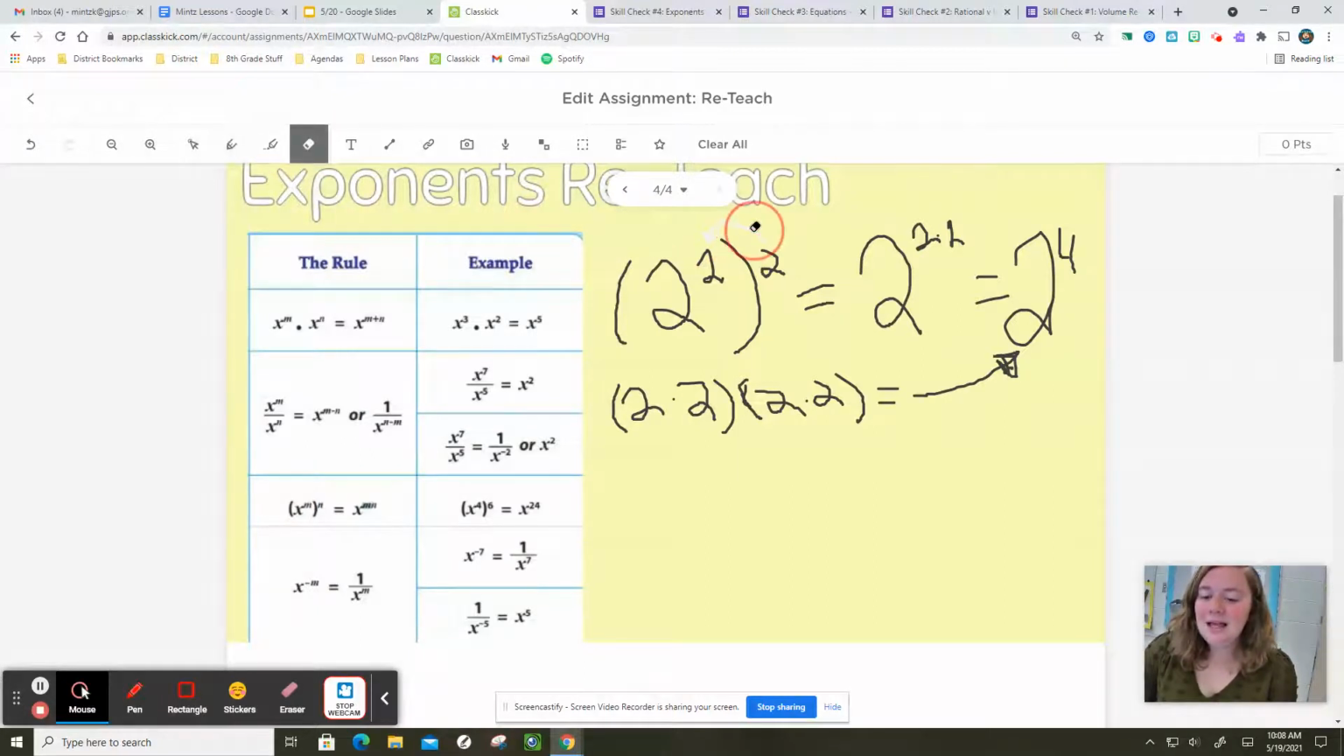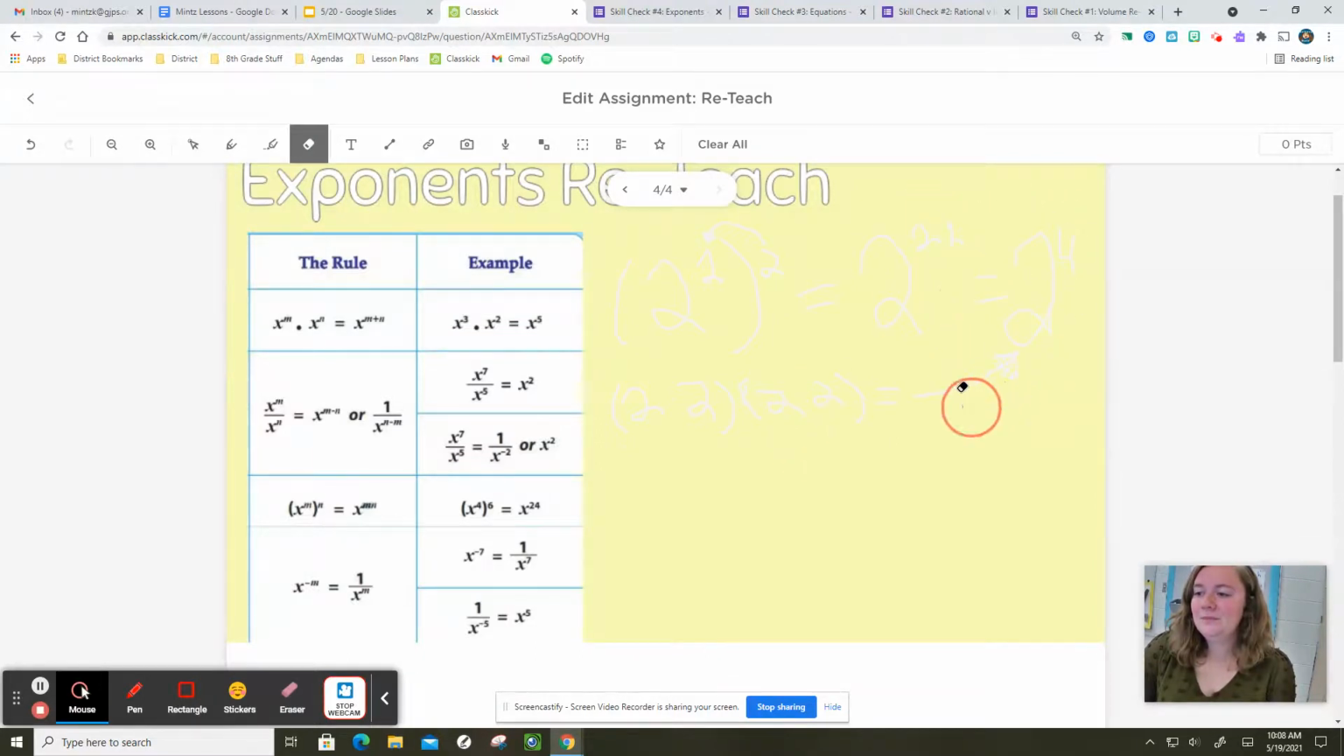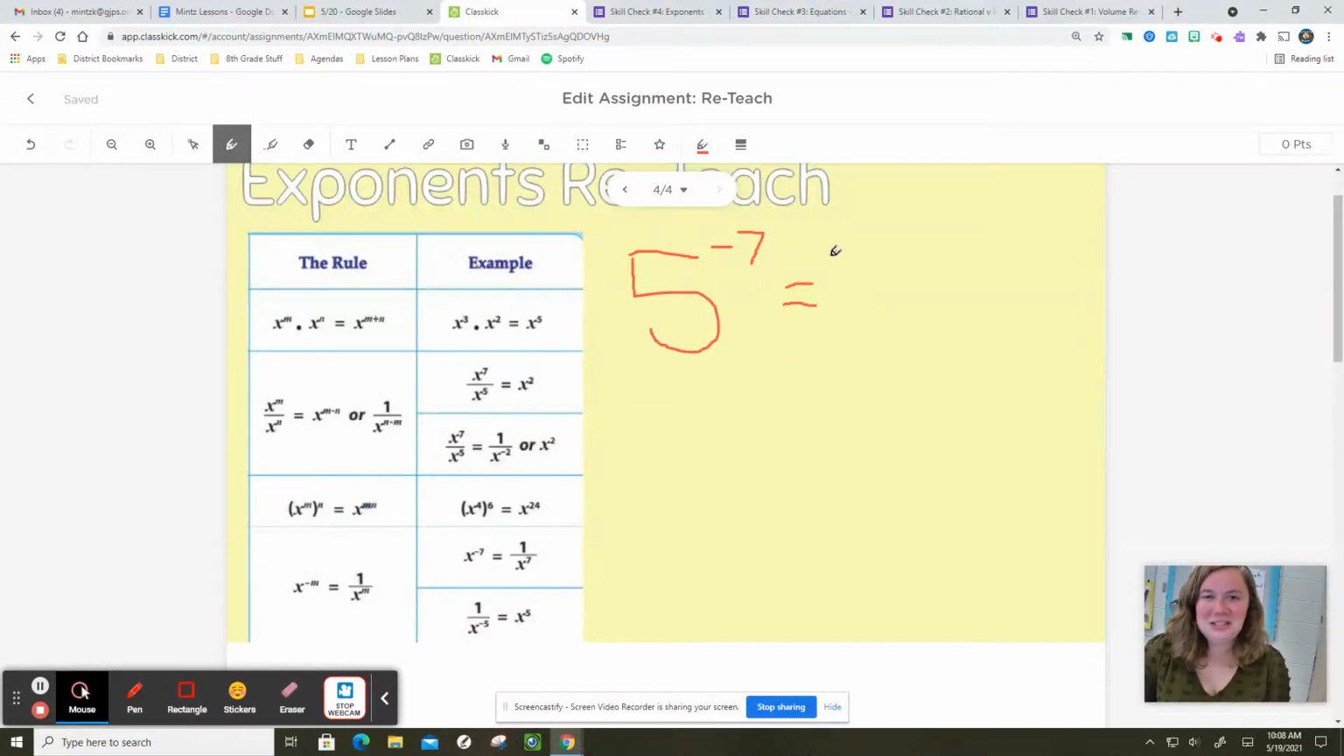All right. Last but not least, this is probably the weirdest rule, but I promise you it will always work. If you have a negative exponent, so for example, 5 to the negative 7th power, that is super ugly. We don't like negative exponents. They don't make sense. We're not a big fan of them.